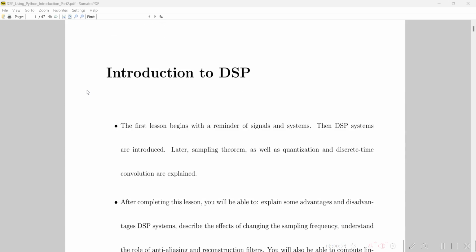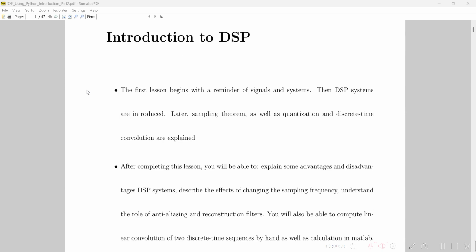Introduction to DSP. The first lesson begins with a reminder of signals and systems. Then DSP systems are introduced. Later, sampling theorem as well as quantization and discrete time convolution are explained.